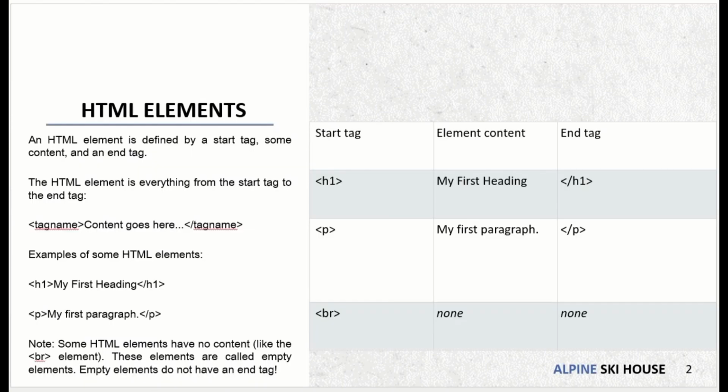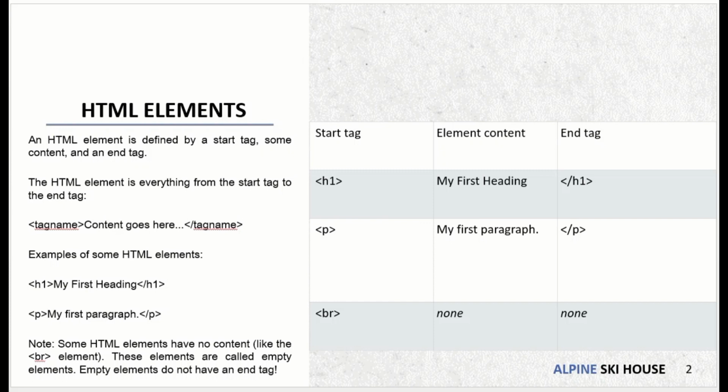In this part, we are going to learn some HTML elements and their importance. First, let us understand what an HTML element is. An HTML element is defined by a start tag, some content, and an end tag. The HTML element is everything from the start tag to the end tag. For instance, you have the tag name, you put your content, and you close your tag. Examples of some HTML elements are your H1, my first heading, and your P tag, my first paragraph.